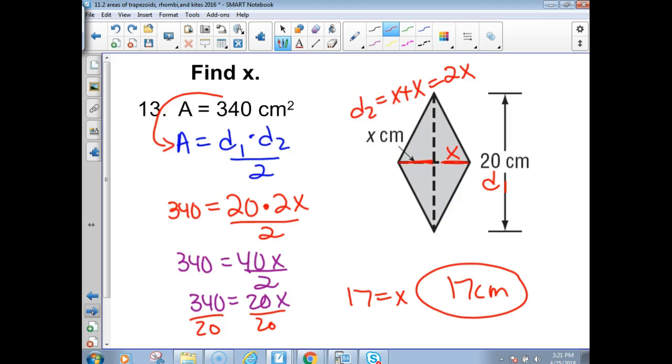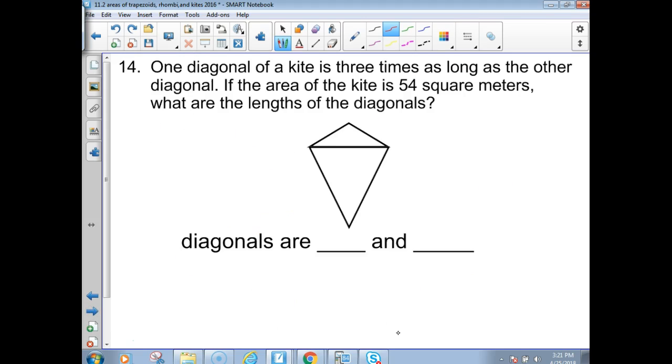All right, moving on. One diagonal of a kite is 3 times as long as the other diagonal. So I'll let one of them be X, then the other one's going to be 3X. Okay, that's this.